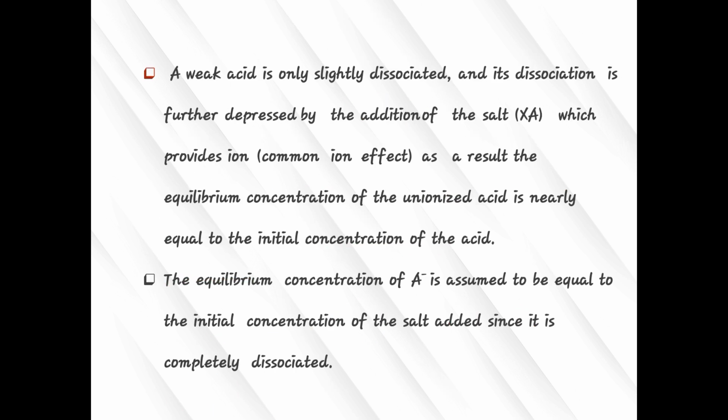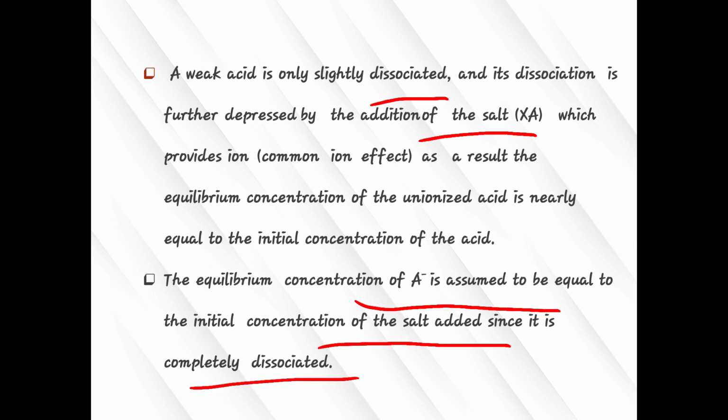A weak acid is only slightly dissociated, and its dissociation is further depressed by the addition of salt, which is provided by the salt. As a result, the equilibrium concentration of unionized acid is nearly equal to the initial concentration of acid. The equilibrium concentration of A minus is assumed to be equal to the initial concentration of the salt added, since it is completely dissociated.